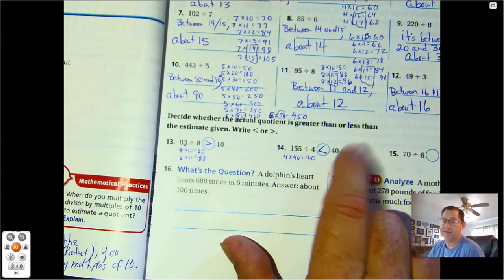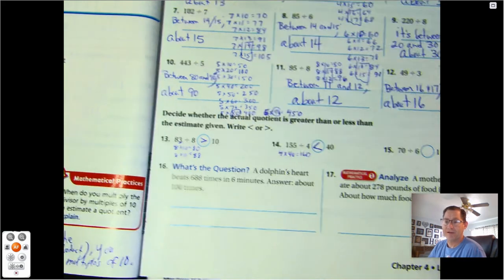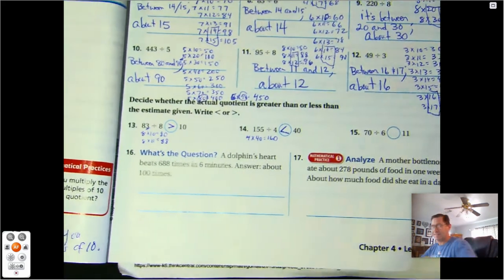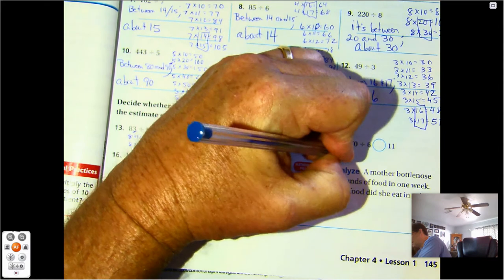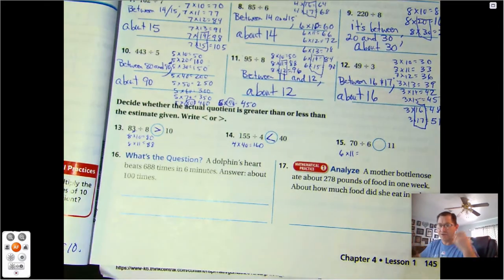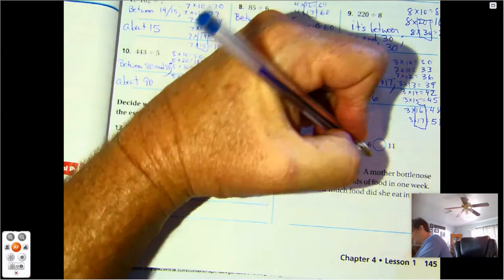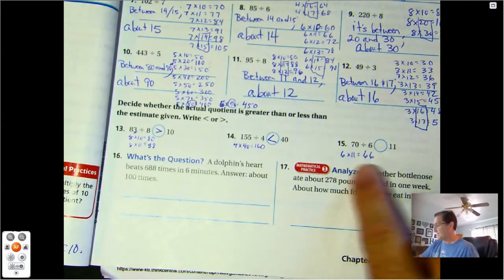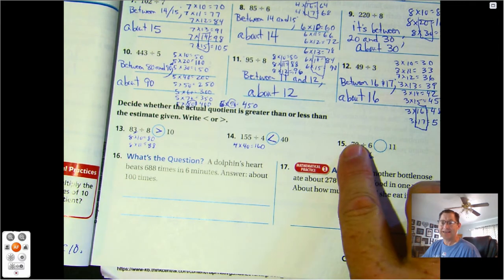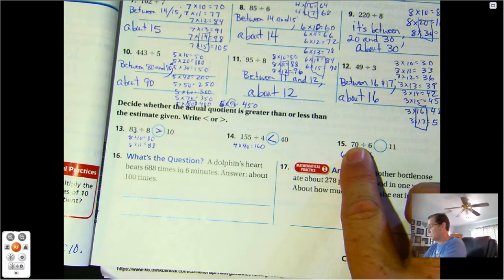Okay, number 15. 6 times 11. I do know that one by memory, but 6 times 10 is 60. One more 6 is 66. So 6 times 11 is 66. That is less than the dividend. So my answer has to be slightly more than that estimate of 11.